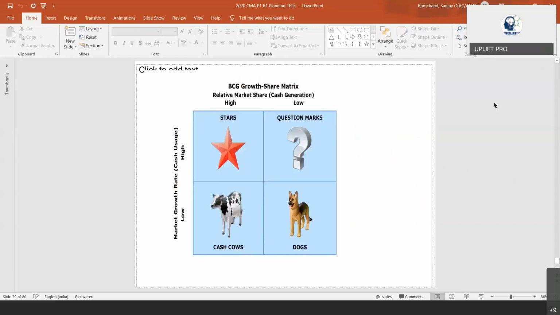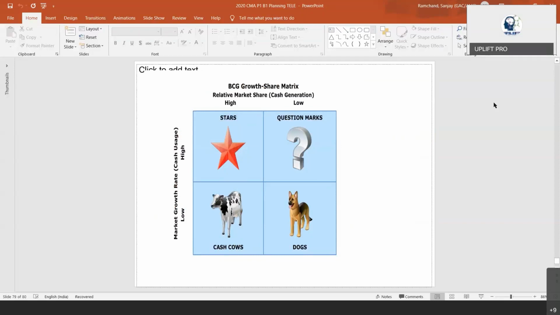Sorry, from question mark it goes to star. Where your market is also growing, and the cash generated is also high. So there is a lot of cash also spent, where you are spending your money to capture the market. So you are generating a lot of sales, but a lot of that money is spent in advertising to get a better market share, to become a market leader, or to capture the market.